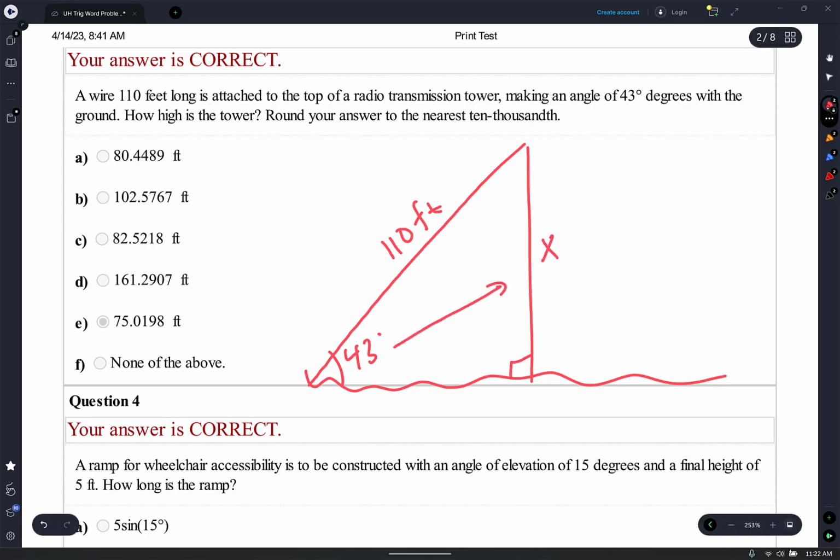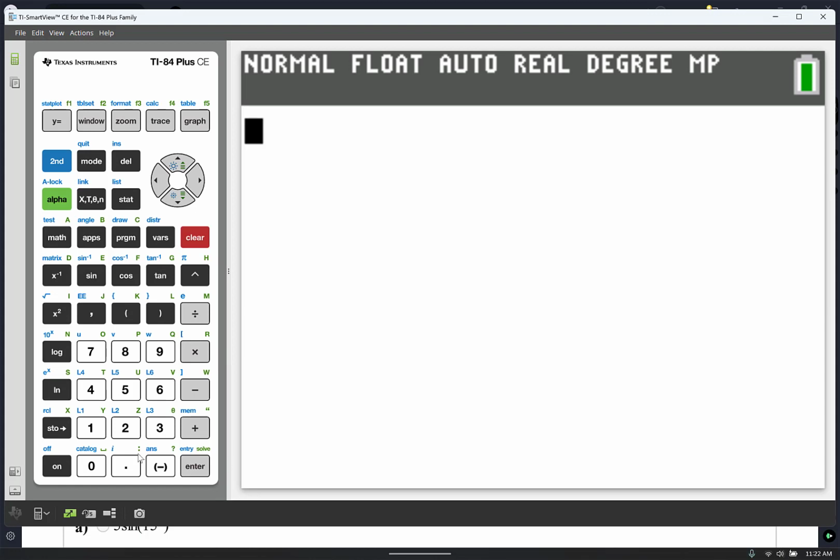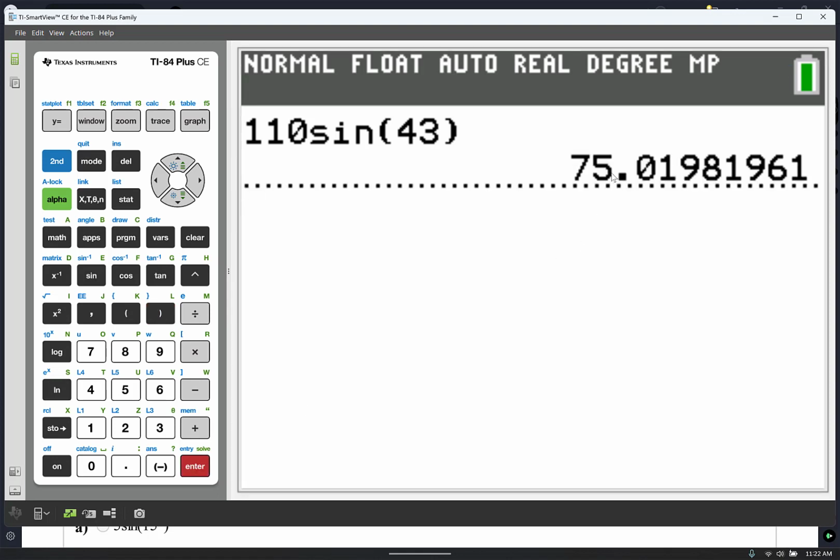So opposite over hypotenuse, there it is, it's going to be sine. So sine of 43 degrees is equal to x over 110. Times 110, so 110 sine of 43 degrees will give me x. This time all the numbers are in decimal, so I take out my calculator. So 110 sine 43. And there it is, guys, 75.019.